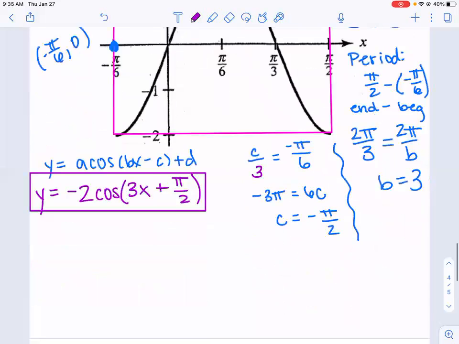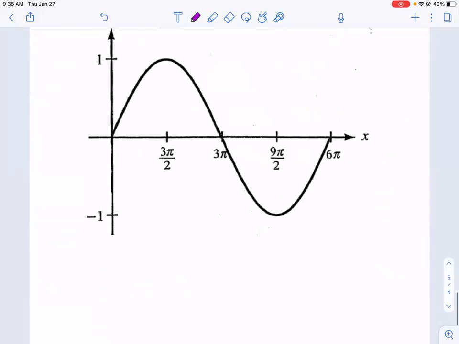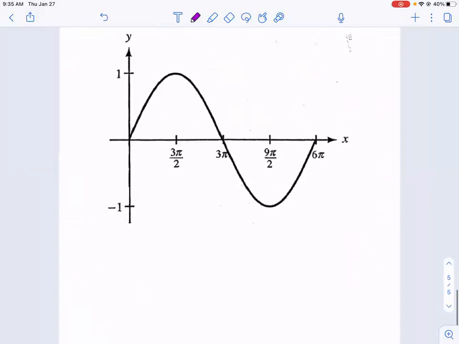Okay, how about you do one without me? You and your pod, don't even draw this down. Just you and your pod work together on figuring out the equation of this curve.